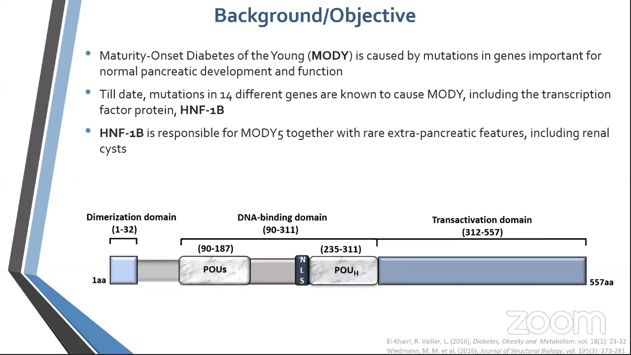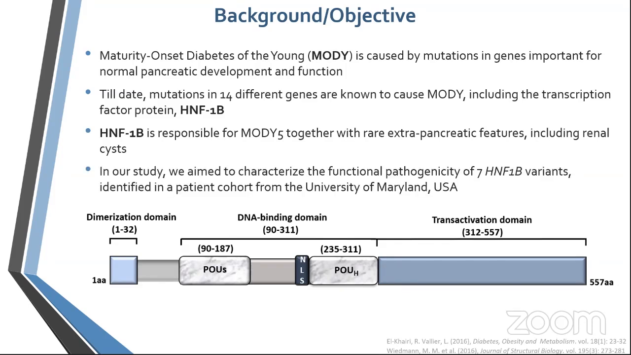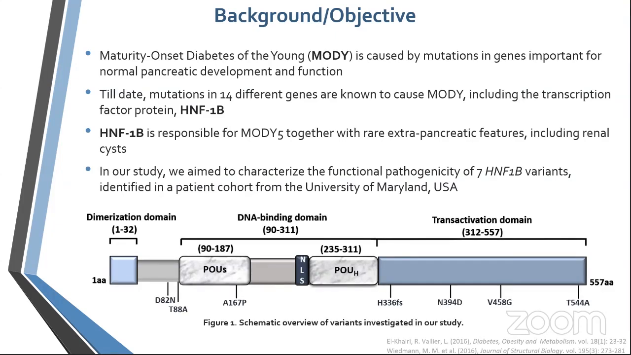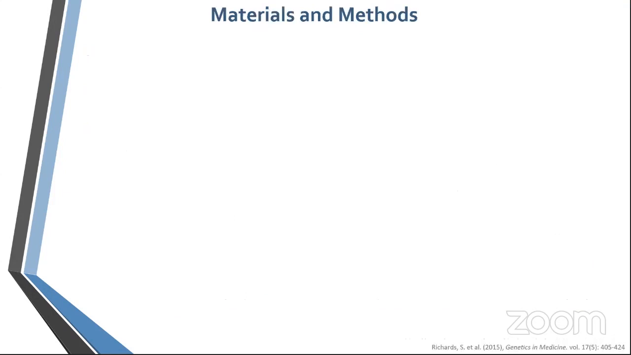HNF1B is responsible for causing MODY5 together with rare extrapancreatic features, especially renal cysts. Particularly in our study, we aimed to characterize the functional pathogenicity of 7 different HNF1B variants that were identified in a patient study cohort from the University of Maryland, USA.